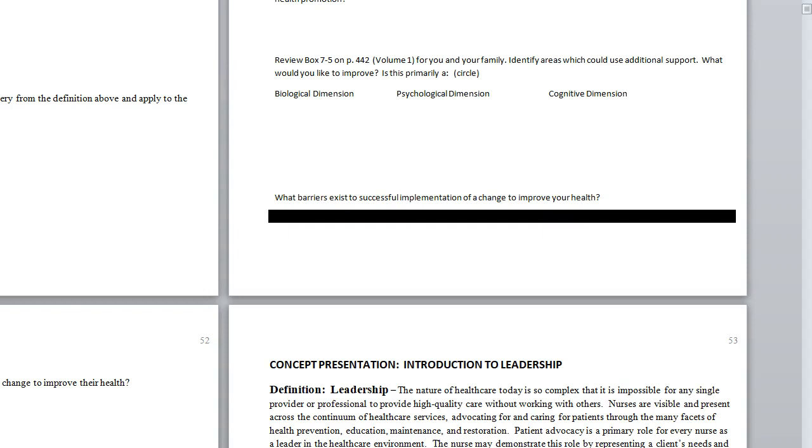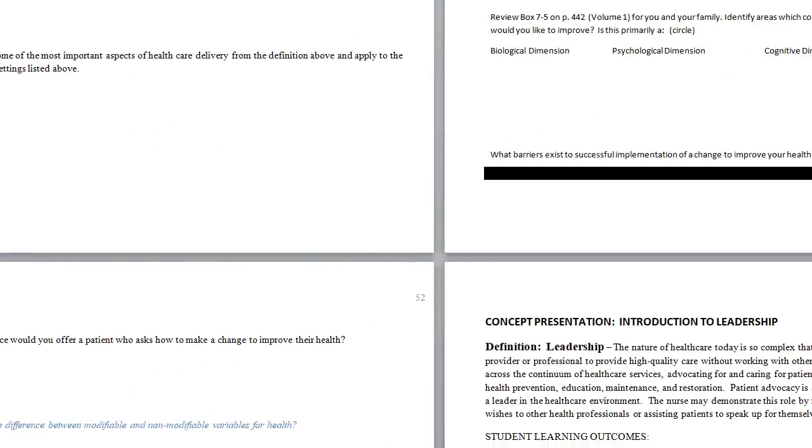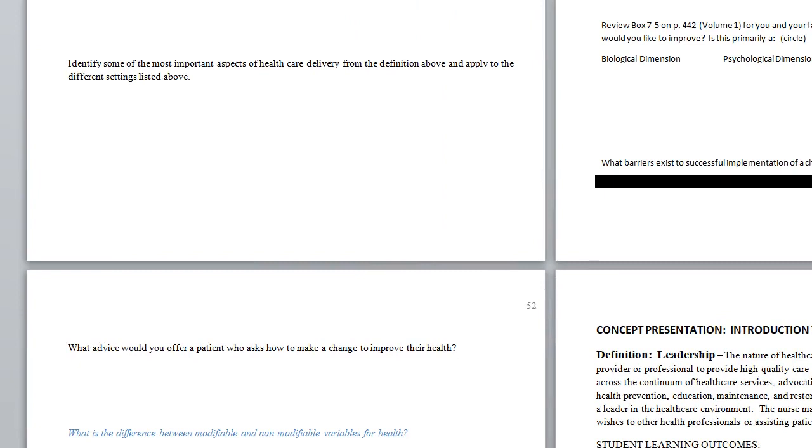And think about the next question. What advice would you offer a patient who asks how to make a change to improve their health? Let me put this up on the screen. Here's the question down there. So that's a great question. What advice would you offer a patient who asks how to make a change to improve their health? And sometimes I think it's important that we not say it in a judgmental way, that we tell them we're people too and we don't always know the answers.